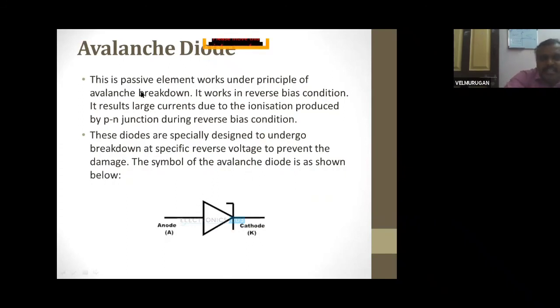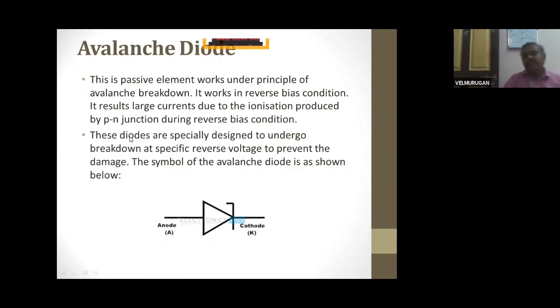This element works under the principle of avalanche breakdown. It works in reverse bias condition. It results in large current due to the ionization produced in the p-n junction during reverse bias conditions. These diodes are especially designed to undergo breakdown at a specific reverse voltage to prevent damage. This is the symbol of the avalanche diode.